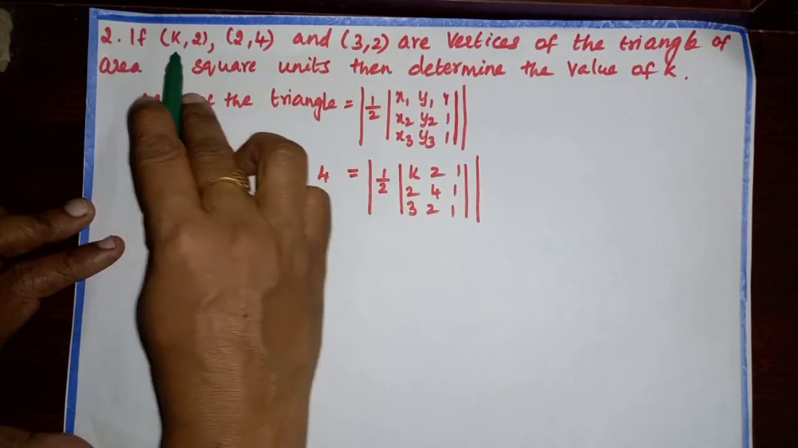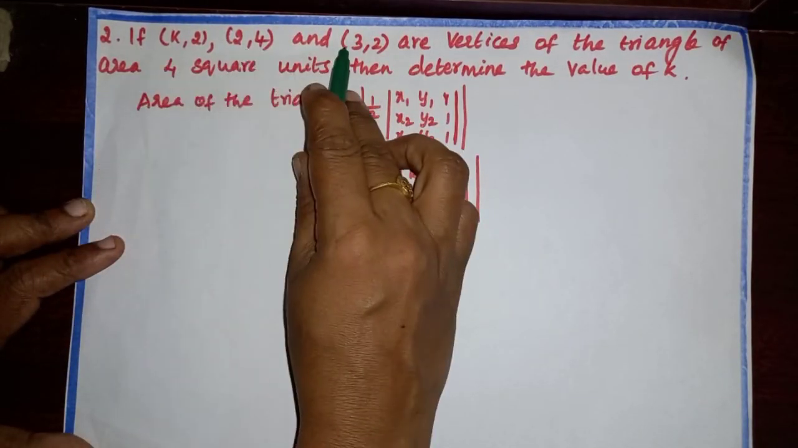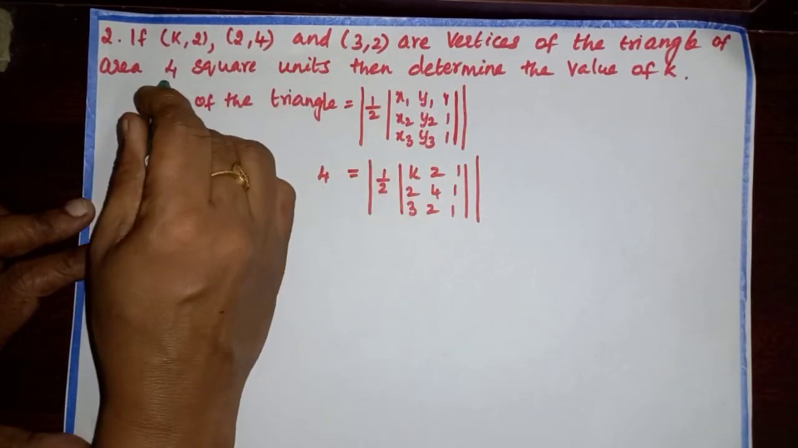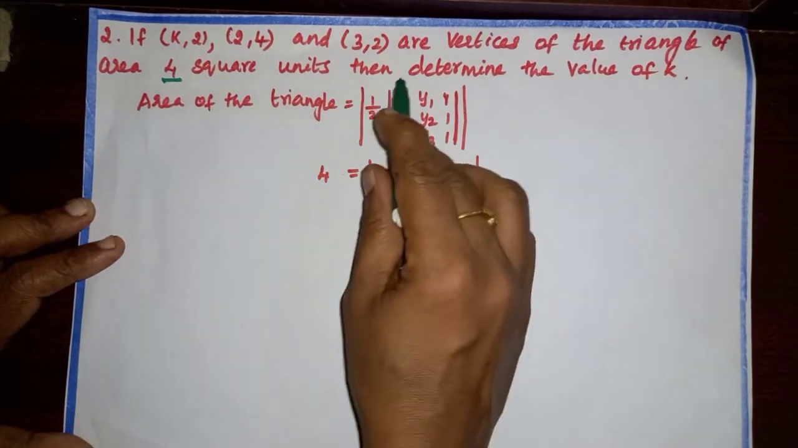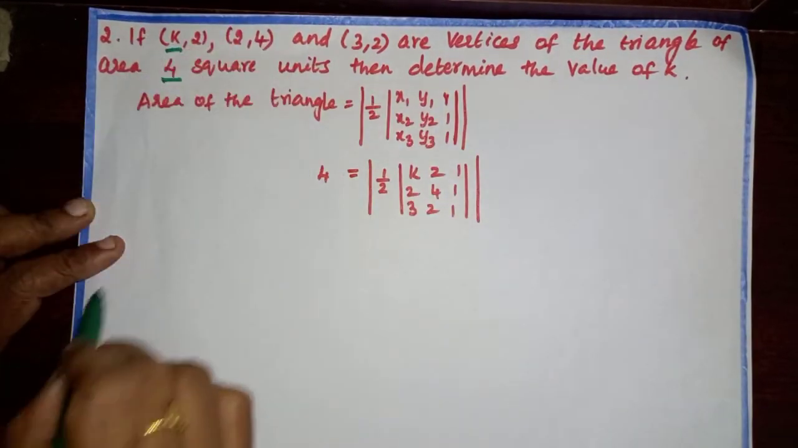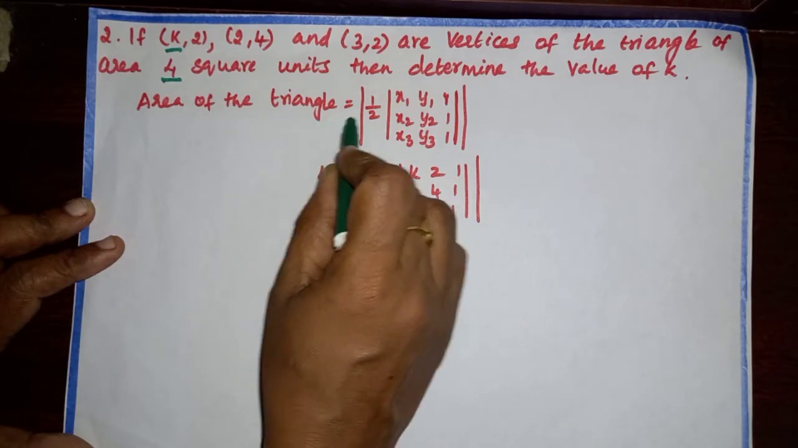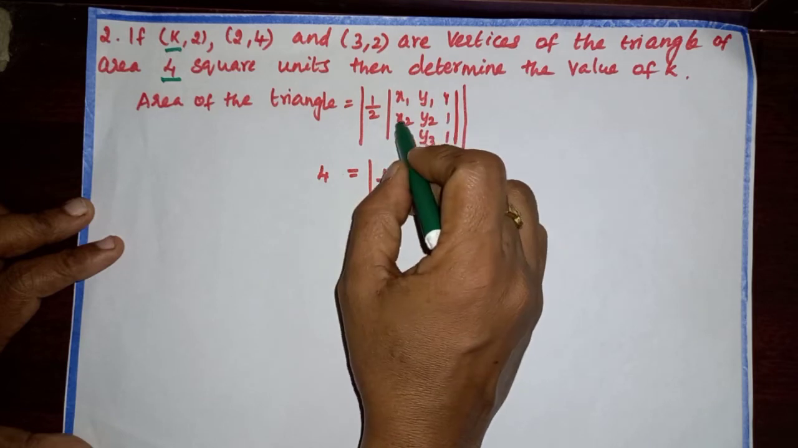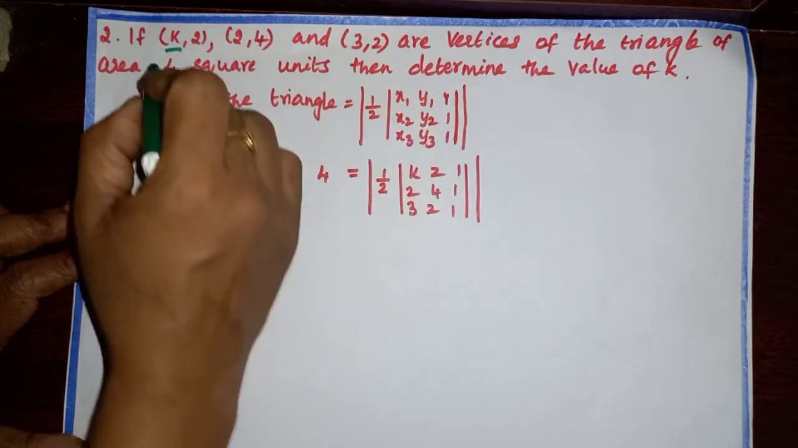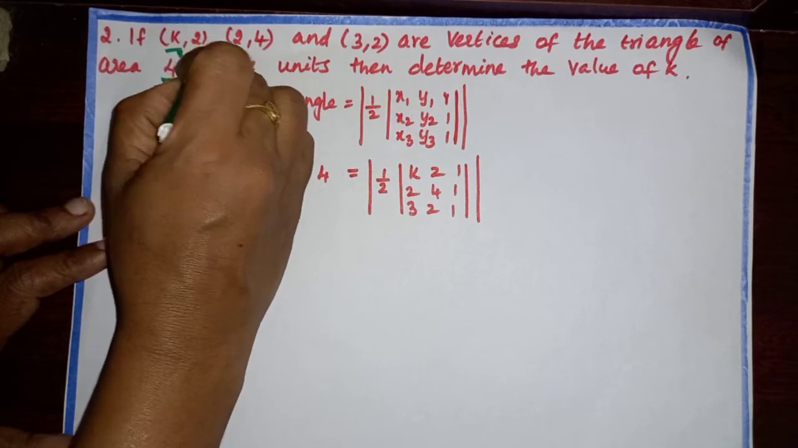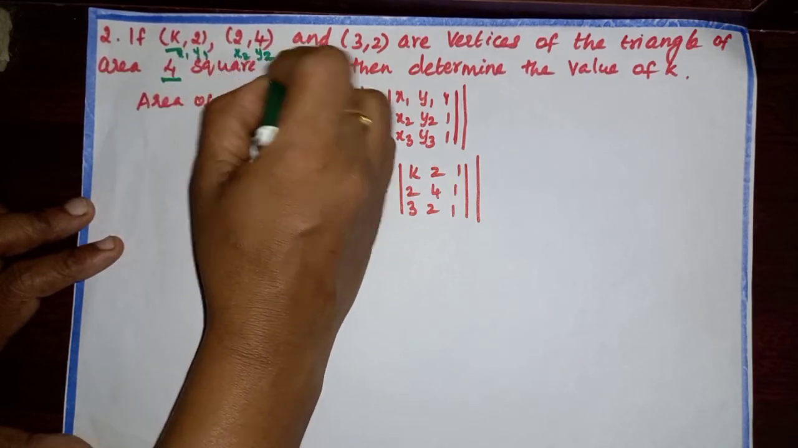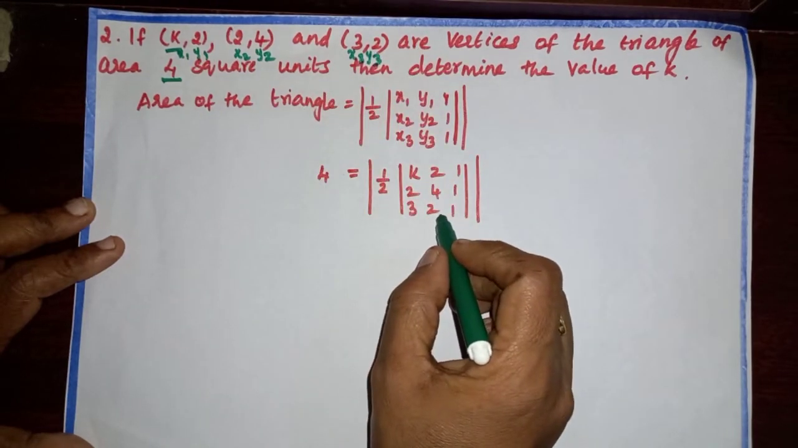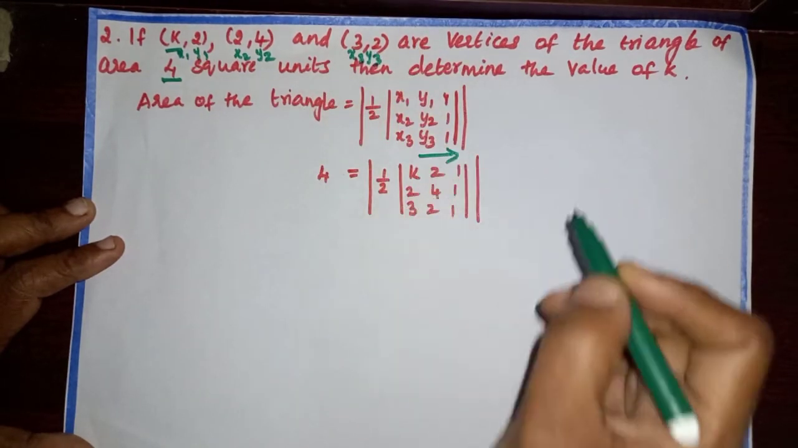Next sum. If (k, 2), (2, 4) and (3, 2) are the vertices of a triangle of area 4 square units. Here area is given as 4 square units. Then determine the value of k. We know that area of the triangle equals the absolute value of 1 by 2 times the determinant of x1, y1, 1, x2, y2, 1, x3, y3, 1. Consider (k, 2) as x1, y1, (2, 4) as x2, y2, (3, 2) as x3, y3. Substitute here. After substituting, now I am going to expand along R1.